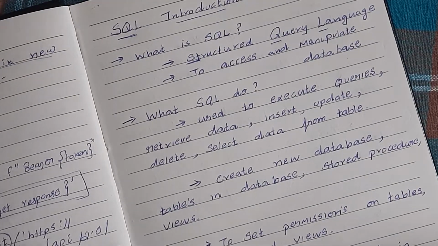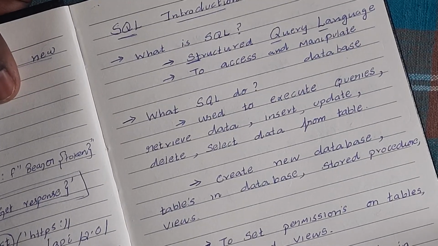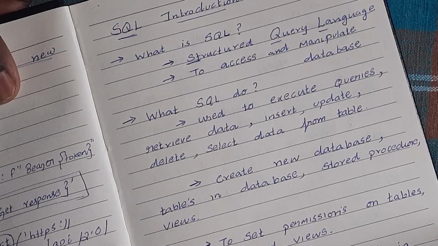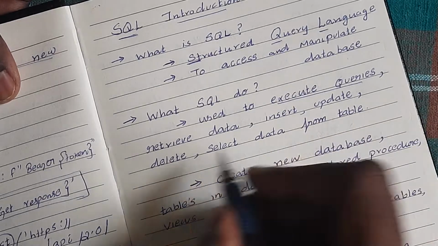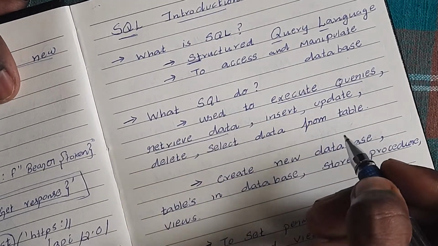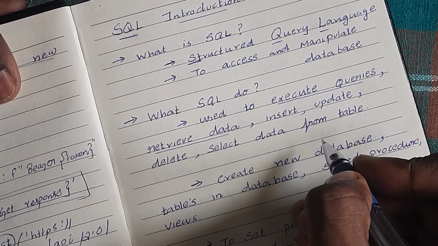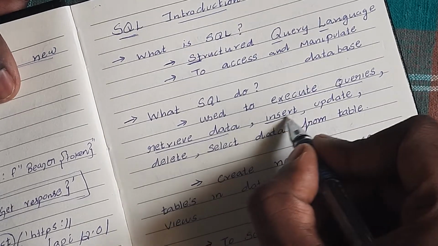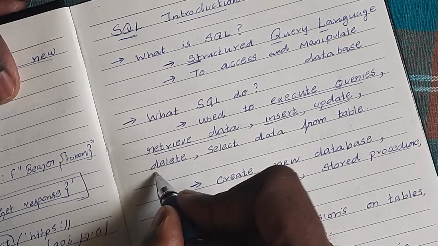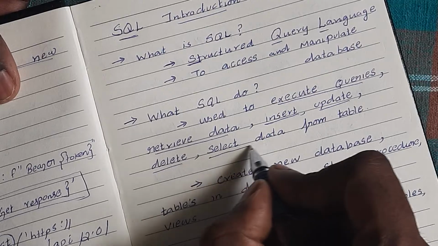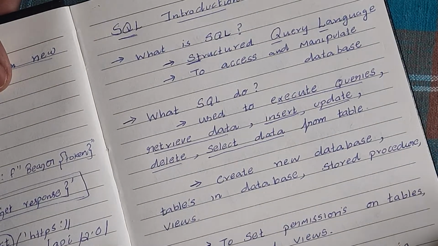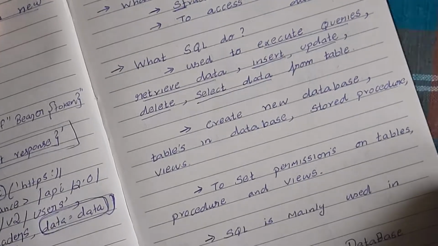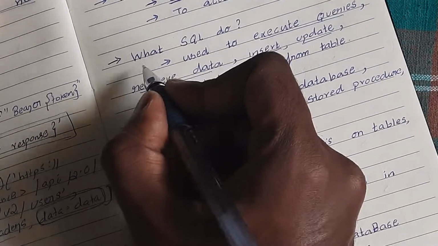We can look deeply at what SQL will do. SQL is used to execute queries and retrieve data. We are able to get the data from the tables in the databases, and we are able to insert, update, and delete the data. And of course we can select the data from the table. So we can do these operations using SQL queries. This is the first thing we can do.